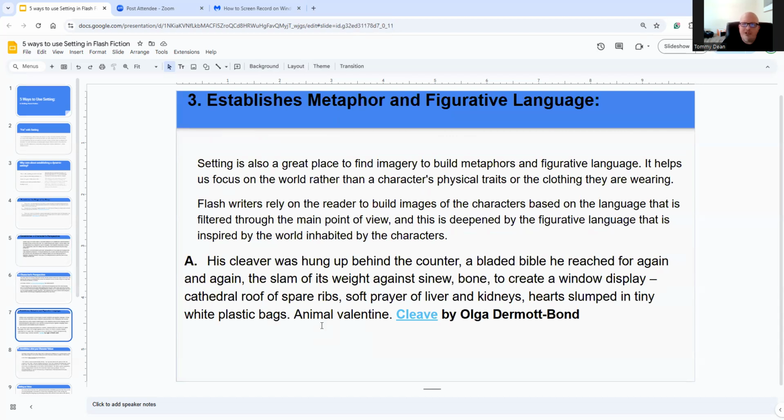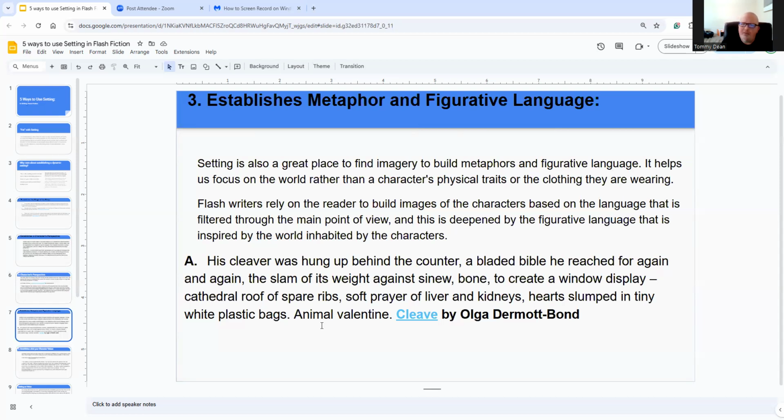Number three establishes metaphor and figurative language. One of the hallmarks of flash fiction is that it uses language that is heightened, that asks a little bit more of the reader, that allows the reader to consider the said and unsaid and the unsayable. Novels, especially genre novels like thrillers and suspense, do not have time to heighten the language, and therefore that language is usually kind of spare.